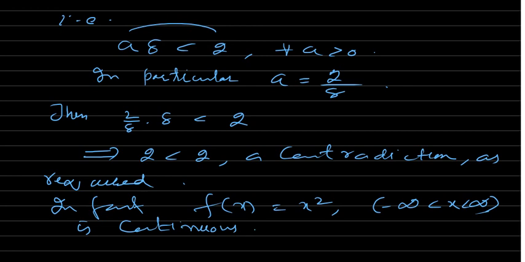And suppose we have for some function a delta which works for each point, then we call such a function uniformly continuous. Okay, so this function f of x equal to x square, where minus infinity less than x less than infinity, is not uniformly continuous. So let's now define the uniformly continuous function.